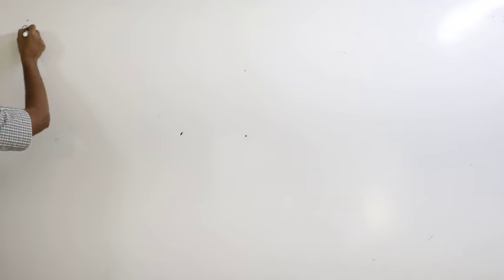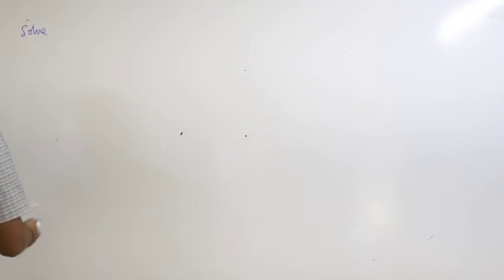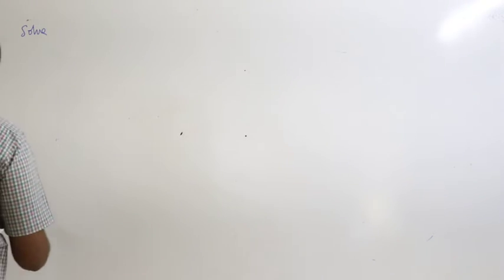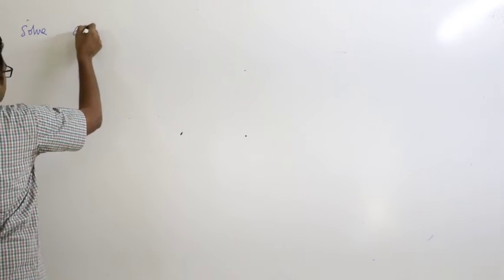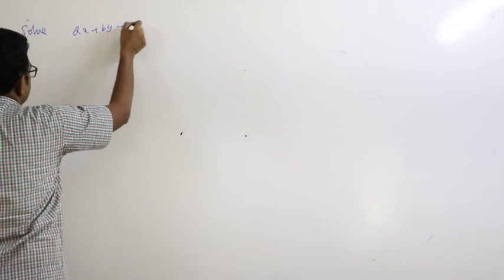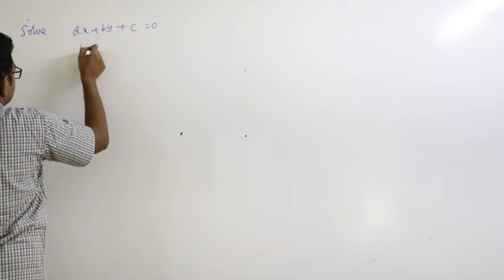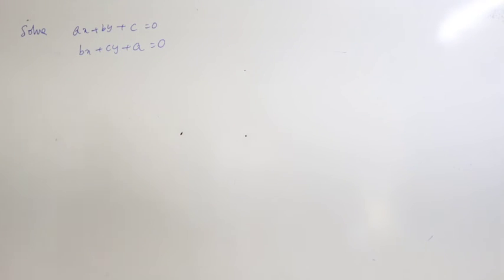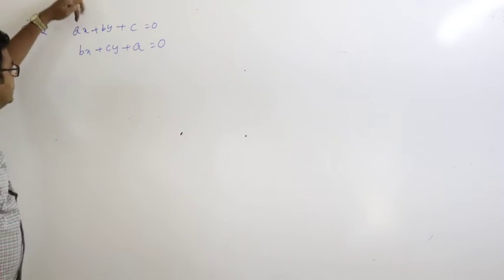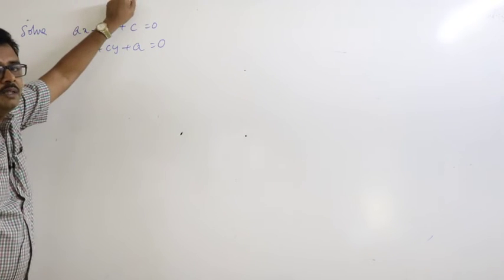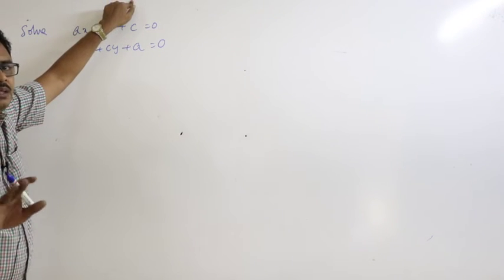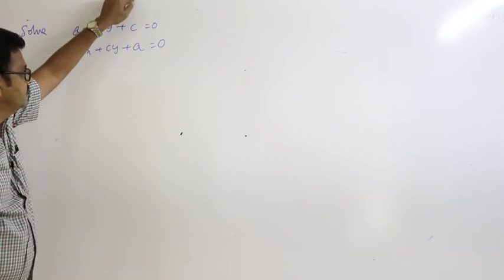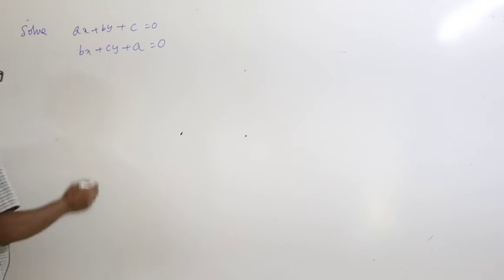And one more problem, solve ax plus by plus c equal to 0, bx plus cy plus a equal to 0. If the problems are like this, the cross multiplication process is very simple. Why? You just see here.